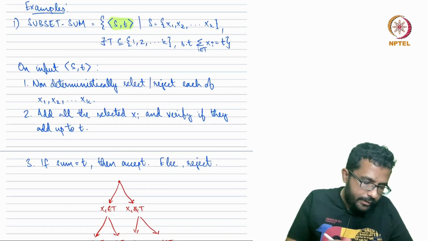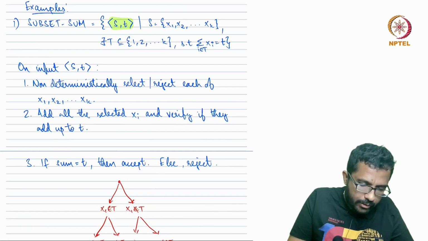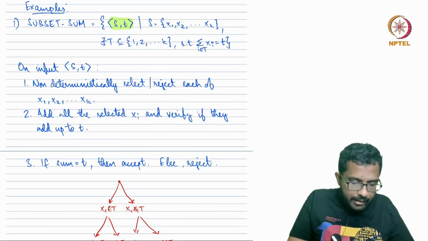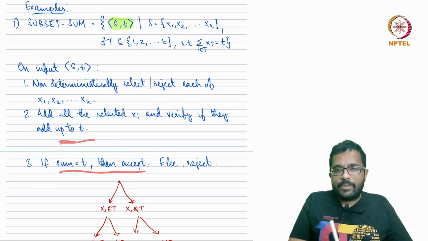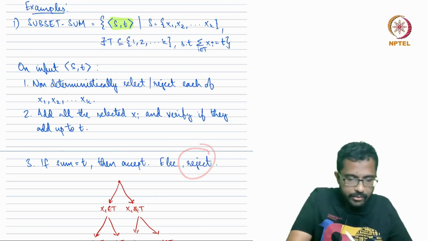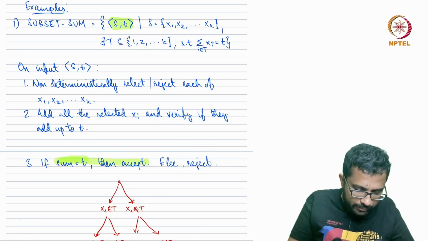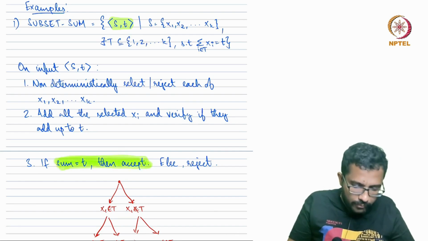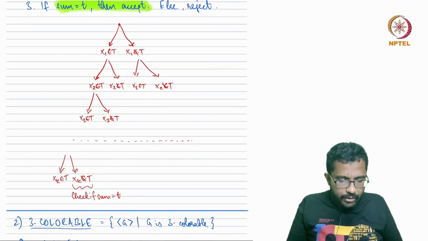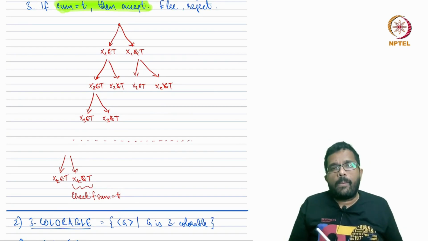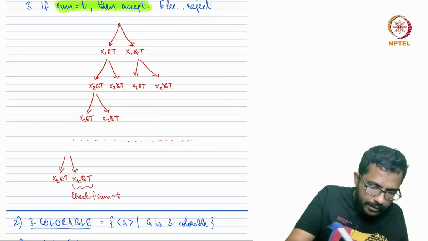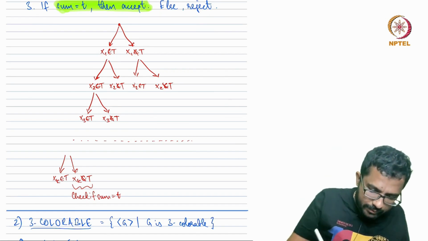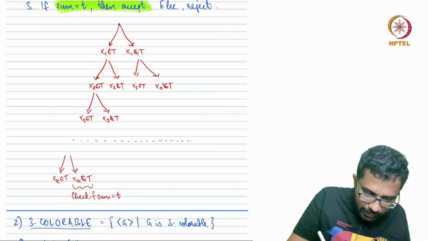Which is what I have written here. We non-deterministically decide to select or reject each of x1, x2 up to xk, and then add the selected xi and verify if they add up to t. If they add up to t, we accept, otherwise we reject. That's pretty much it, a very simple algorithm. It's not very difficult to see that this is correct. If there is a subset, we are going through all possible subsets, so there are 2^k possible subsets checked here, 2^k possible branches.